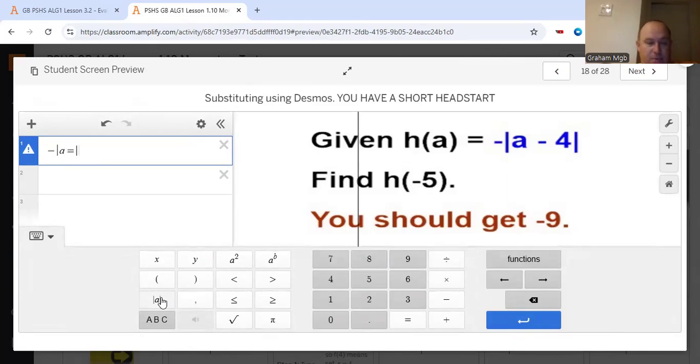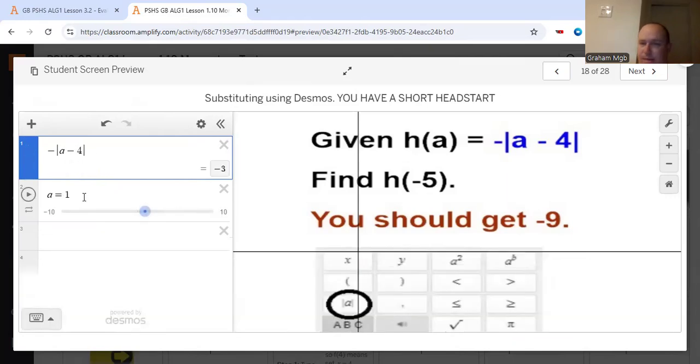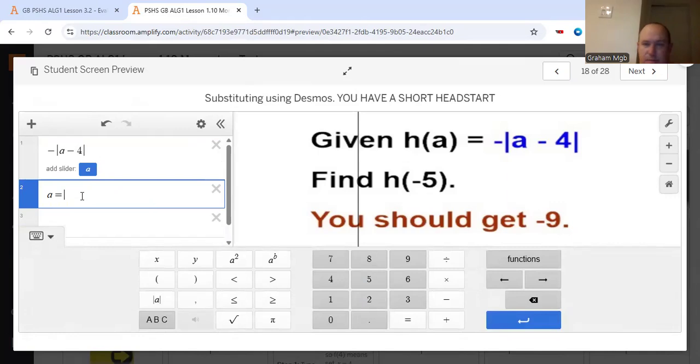And then inside, I want A -4. If you want to put A1, that is perfectly okay. If I click to the side here, that line is a little faint, but you can see that it is there. Let me click on my slider. And this time I want the number to be -5. And that would give me an answer of -9.